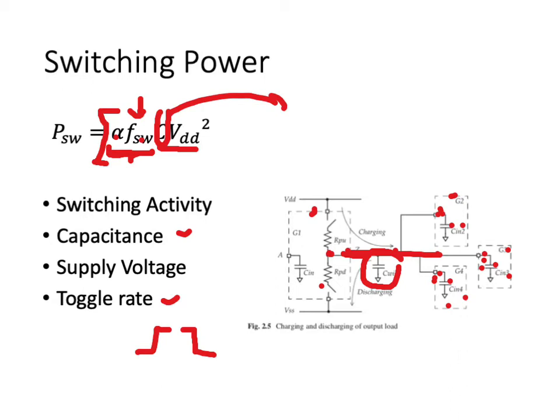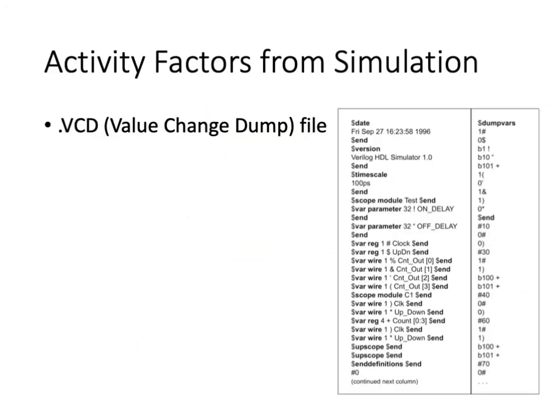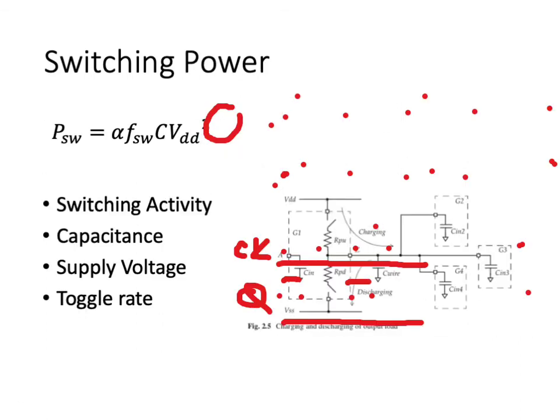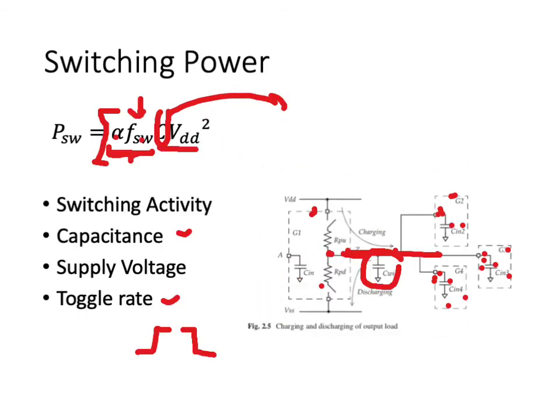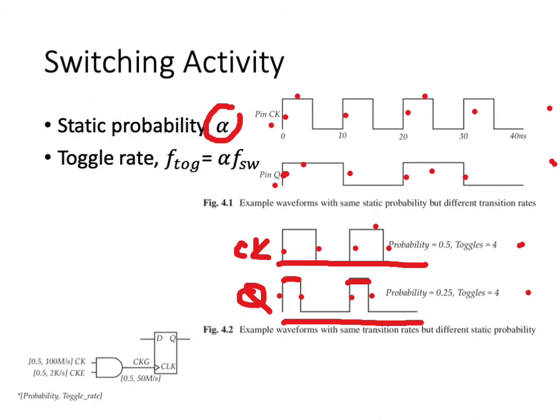So the capacitance and the supply voltage are known if you have set the PVT, the process, voltage, and temperature corner at which the simulation is done, and you know the circuit. The supply voltage is known, but the switching activity and the toggle rate must be estimated, and this can be estimated from simulation files. That is, if you take the post place and route netlist and get the Verilog model of that, and run it through standard Verilog simulators, we should be able to calculate the switching activity and the toggle rate.